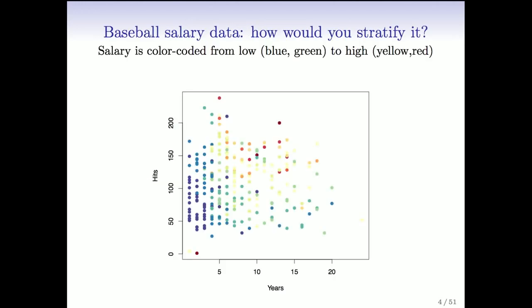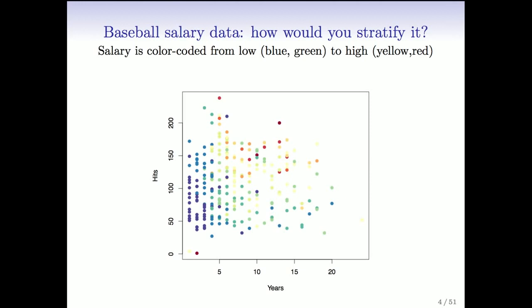Okay, so before we actually see a tree, let's think about how we would stratify some data. So here's the baseball data. The response is salary, which we've color-coded in this graph from low salary being blue and green to higher salary being yellow and red for baseball players. And for each player we've measured two predictors, the number of years he's been in the league, and the number of hits he hits per season, okay? So we want to predict salary from those two predictors. So if I asked you to stratify this population, and I was trying to separate the high from low salary players, what would you do?